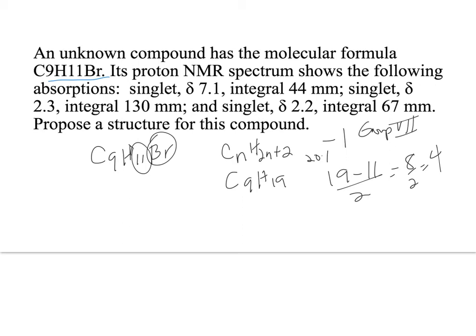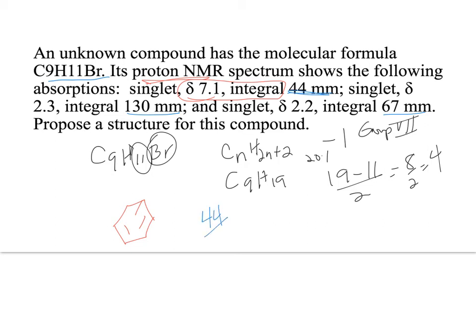You also have, this is proton NMR. You have this integration at 7.1. So that's indicative of an aromatic ring. And then the other thing you have is the height. This is the integral height. And you see you got 44 millimeters, 130, 67. And this is going to give you how many protons you have.